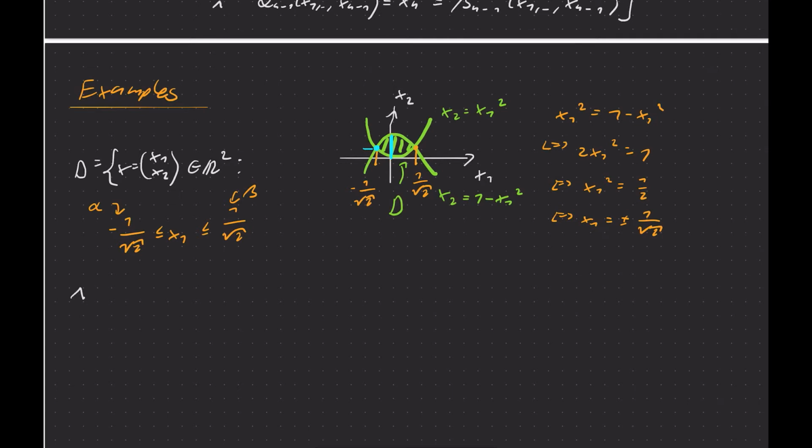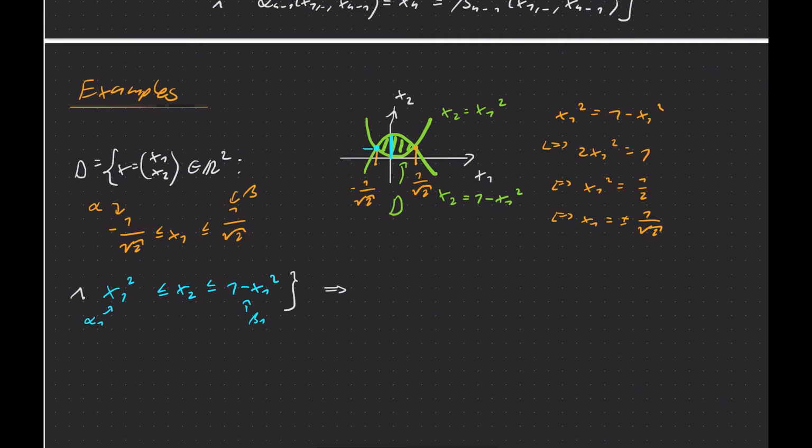What about x2? Well, as I said, x2 is between those two parabolas. So the lower bound is x1 squared, it's less or equal to x2. The upper bound is 1 minus x1 squared. Okay, so those are the functions alpha 1 and beta 1. And that's a description of D in the set, in the form that we had in the definition.